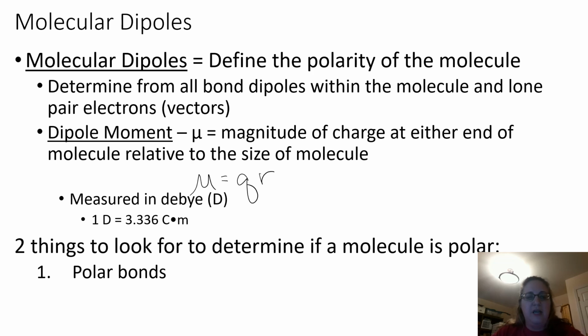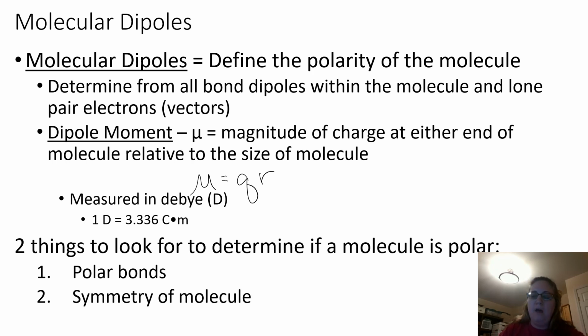So if it just contains carbons and hydrogens, it's going to be more of a nonpolar molecule. That dipole moment will be very, very small. The other thing that we're going to be looking at is the symmetry of the molecule. If we have symmetry within our molecule, all of those dipole moments, those bond dipoles, cancel out, and we have a nonpolar molecule overall if it is symmetric and it contains polar bonds.